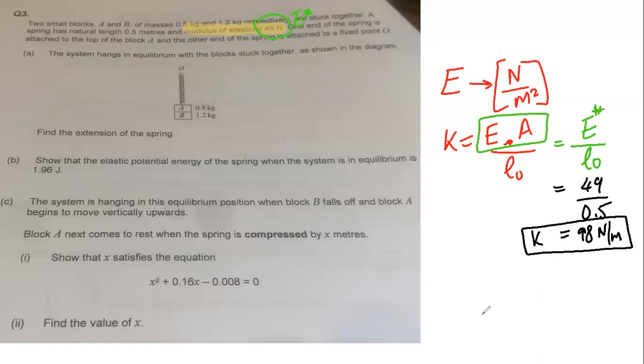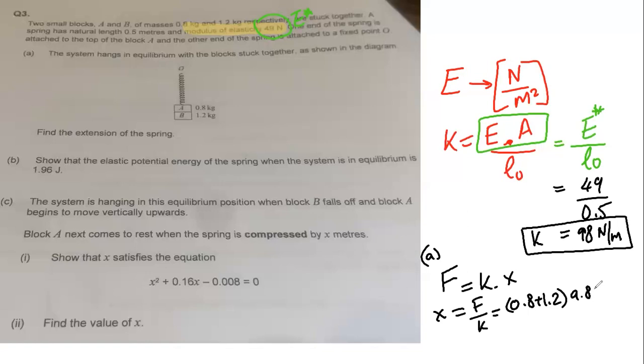Okay, good. So now I can apply Hooke's law. If you remember, Hooke's law says that the force applied on a spring equals the spring constant times the extension. Now I need to find my extension for part A. Therefore, the extension is simply the force applied over the spring constant. Now, what is the force applied here? It's the total mass times g, right? So here I have 0.8 plus 1.2, which is the total mass, times 9.81, or 9.8 if you wish, because this is 98, this will help, over 98.